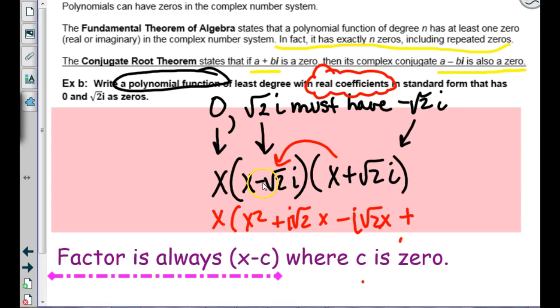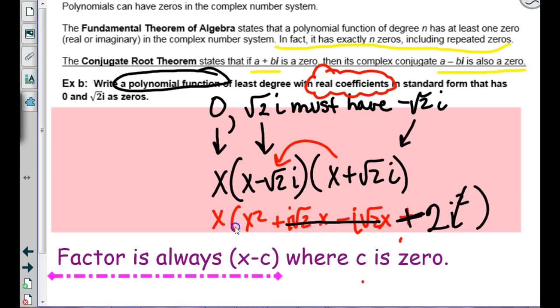What is negative square root of 2 times positive square root of 2? Anybody? Okay, it's negative 2, right? Square root of 2 times square root of 2 is 2, but there was a negative out here. So we have a negative and a 2. I times I is I squared, and I squared is negative 1 times this negative 2 will make it plus 2. These two terms drop out.